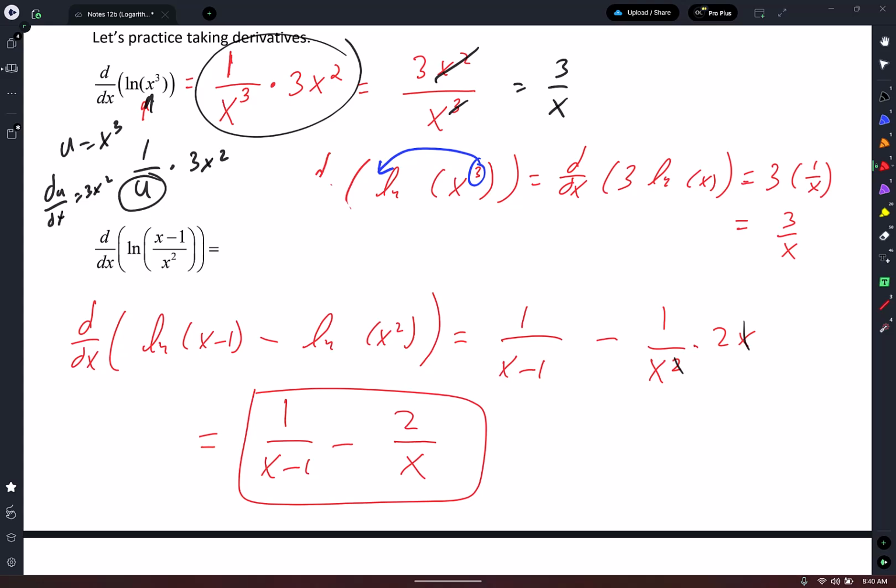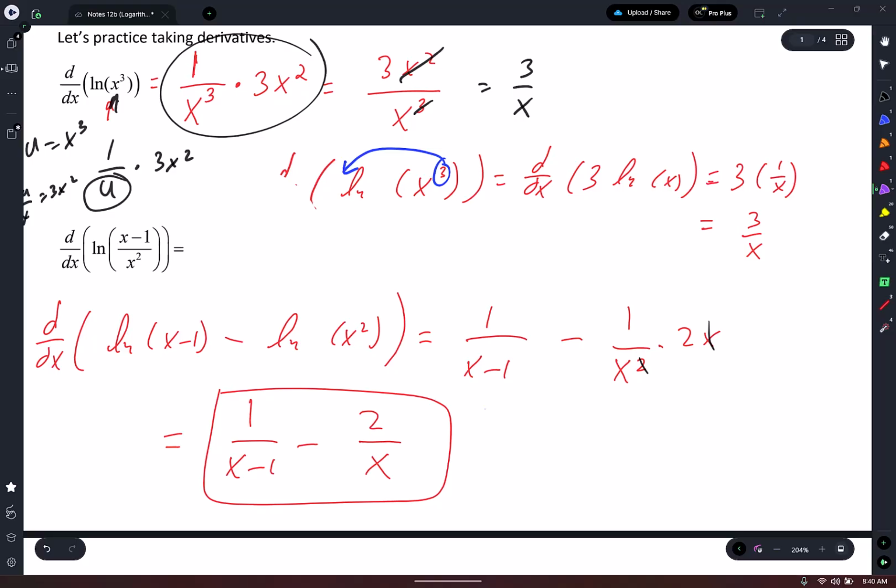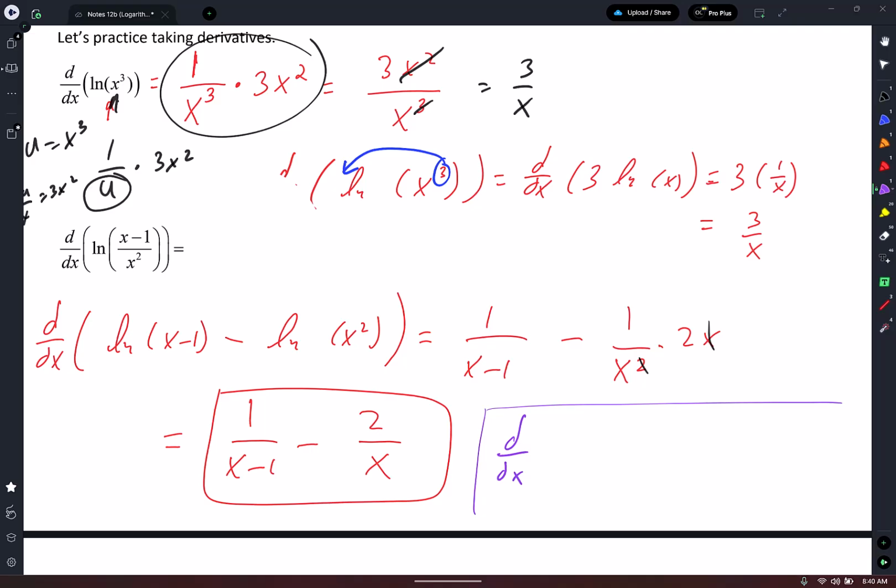How do we feel? Okay, let's do one more. I'm gonna put it here on purple, and I guess we can talk about the restriction of the domain, but I'm just gonna leave it like this: d/dx ln of sine x.